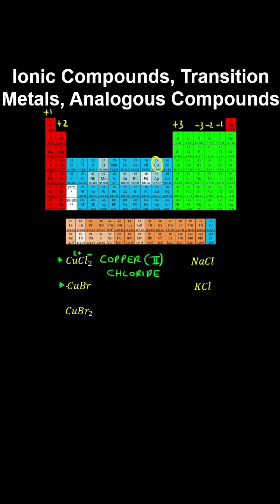And for this compound, we have bromine in the halogen group, and because copper has a 1 plus charge, we call this copper 1 bromide. And have a go at naming this compound as an exercise. Now elements in the same group tend to form analogous compounds, so here we can see the ratio of charge in sodium chloride is the same as the ratio of the charges in potassium chloride. And the ratio of elements is also the same.